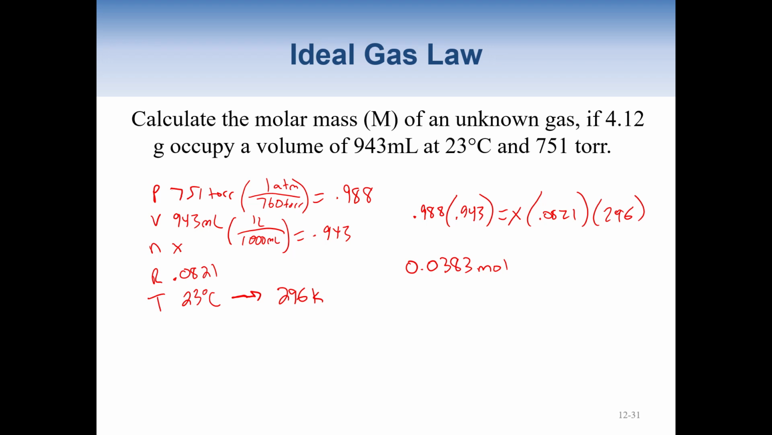So if we want to know the molar mass, we can take grams per mole. So this is 4.12 grams in 0.0383 moles. And we're just going to divide across. We get 0.158. So this is our final answer for grams per mole.